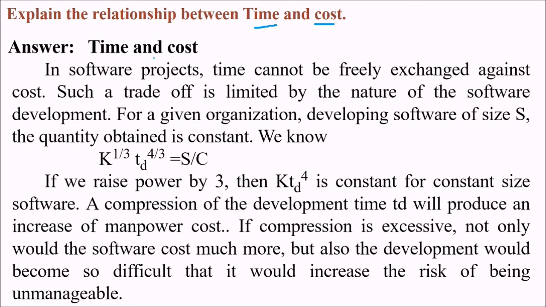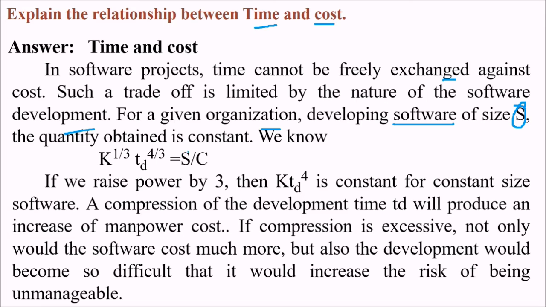Explain the relationship between time and cost. See, in a software project, time cannot be freely exchanged against cost. That is, such a trade-off is limited by the nature of the software development. For a given organization developing software of size S, the quantity obtained is constant. That is, K^(1/3) td^(4/3) = S/C. What does it mean?